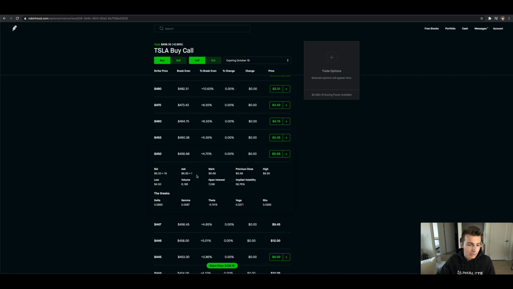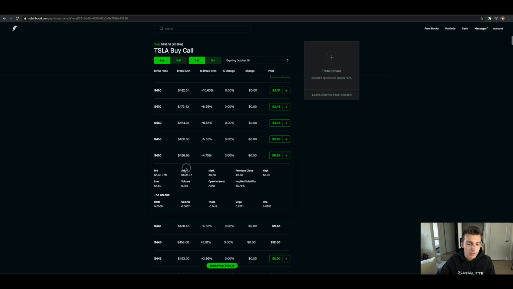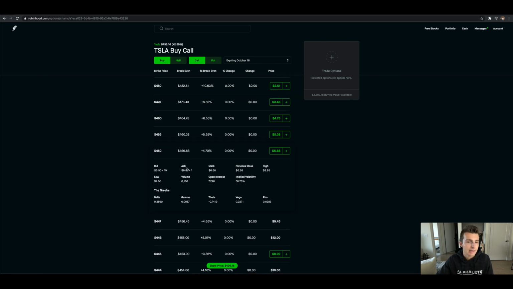The first thing to note here is the bid and the ask that you can see right here. So this is just like any other stock. When you're trading stocks, there's a bid, there's an ask. So the bid is where the buyers are stacking up, the ask is where the sellers are stacking up. And so obviously we have the buyers here, we have the sellers here, so somewhere in the middle is where you kind of have Robinhood putting that price. So Robinhood has a price right here of $6.68. So that's in the middle.